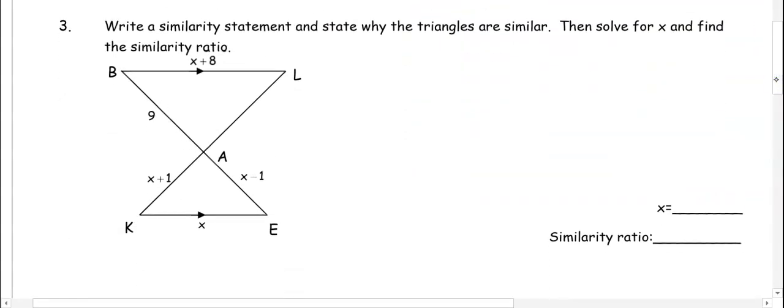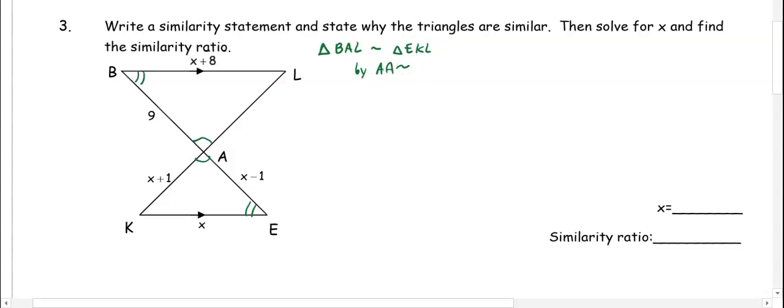In number 3, we want to write a similarity statement and state why the triangles are similar, then solve for x and find a similarity ratio. So in this case, we again have a bow tie problem, so we can mark our vertical angles are congruent. We could also use the parallel lines to show that alternate interior angles are congruent. So we would have triangle BAL is similar to triangle EKL by angle similarity.